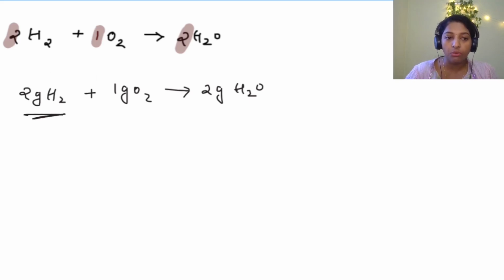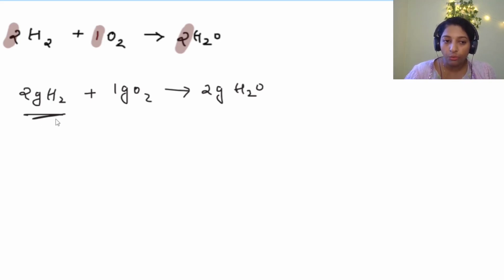Because 2 grams of hydrogen is not the molar ratio. When we think about molar ratio, it will be wrong. The gram and mole are two different units. So these are mole ratios only. We can't use them with the mass, the gram.